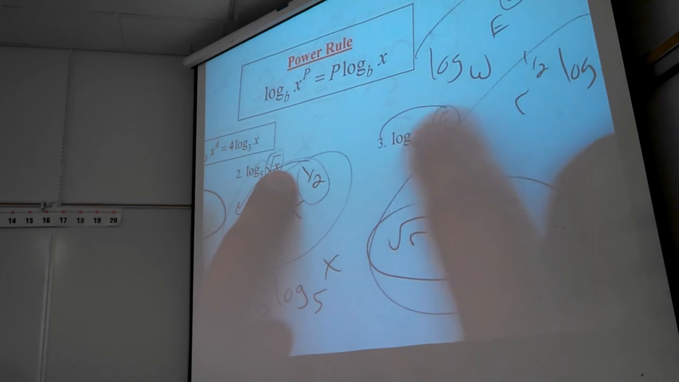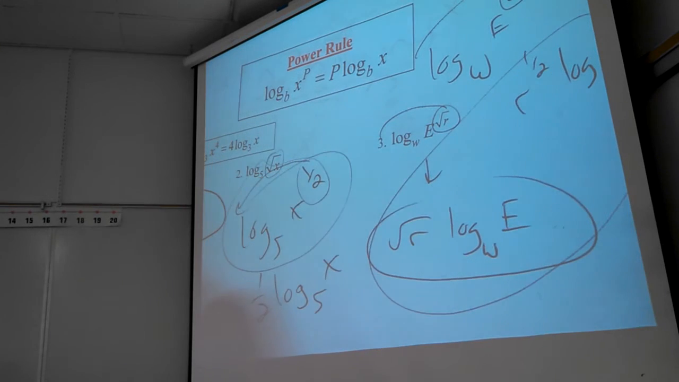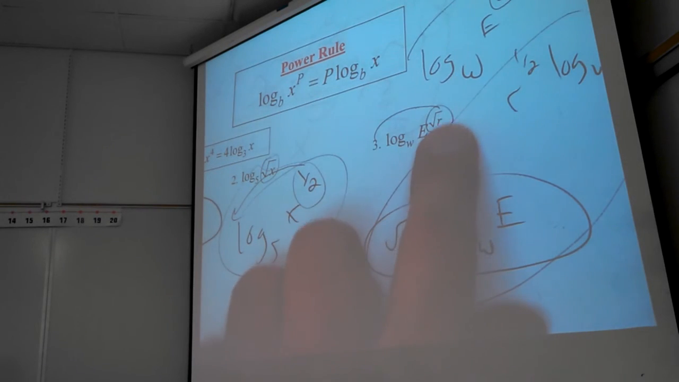Okay. So what's the property of log? Whatever the power is can come out. So this one was harder because I had to write it just to be able to see the power. This one, I can see the power. Power is square root of R. So what happens with the power?